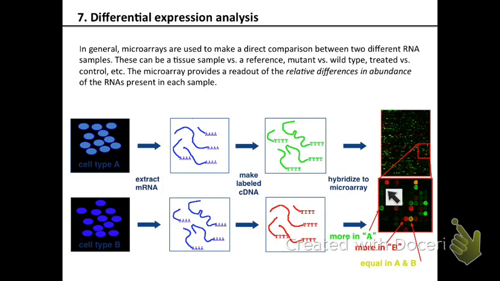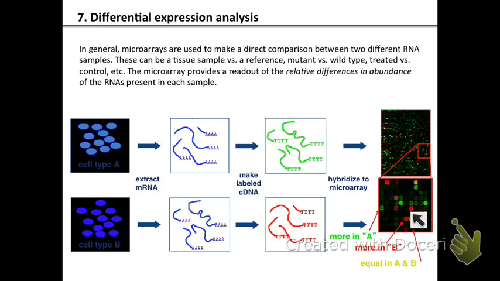So whenever you see a signal like this, where there is a lot more green than red, what are you going to say about the expression level of this gene? Is it more in cell type A or cell type B? A, right? Because it has a lot more green signal. That means there were a lot more of the cDNAs that were labeled with green, which is coming from cell type A.